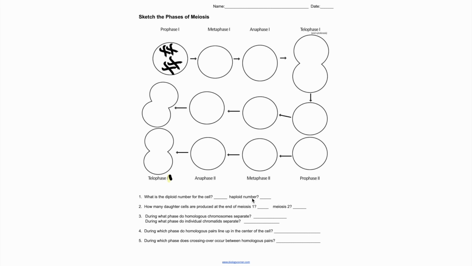Now down here: what is the diploid number for the cell versus the haploid number? The diploid number for the cell is a full set, so I would write 2n right here. Write 2n like we saw earlier. For the haploid number, just write the lowercase n.